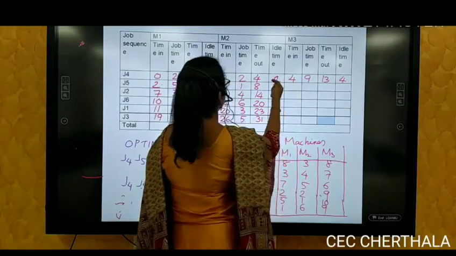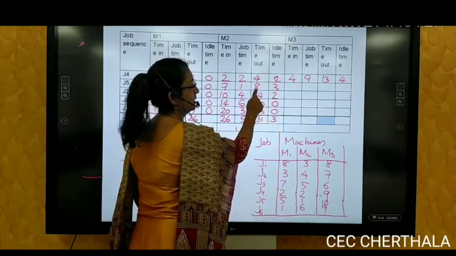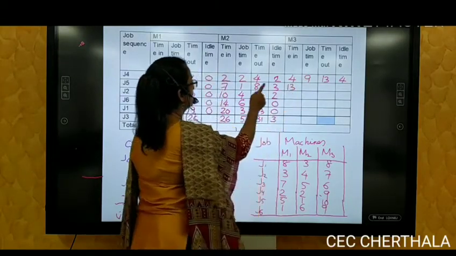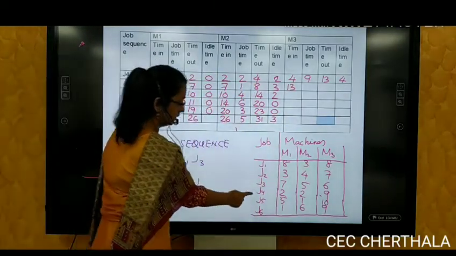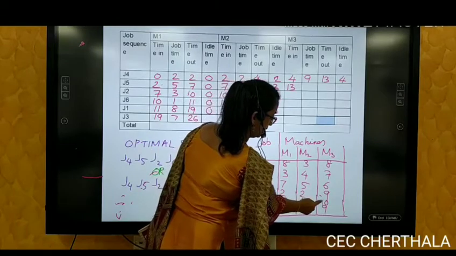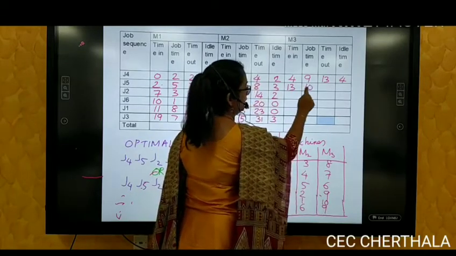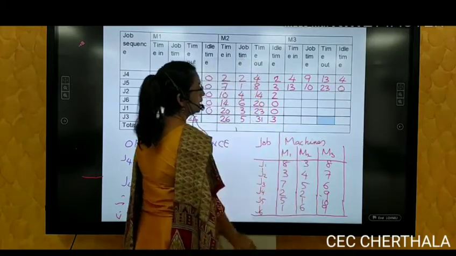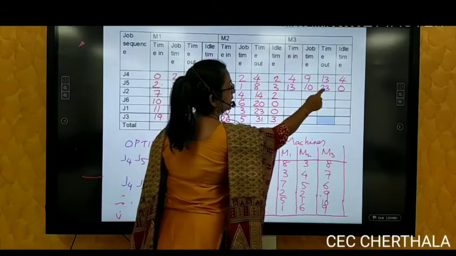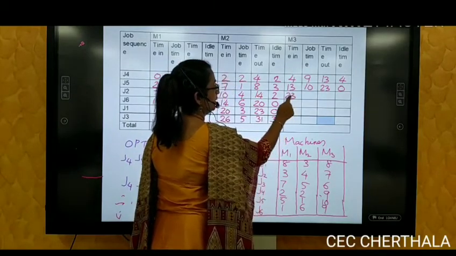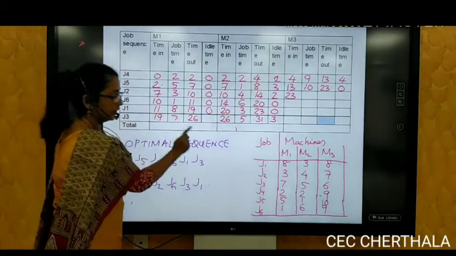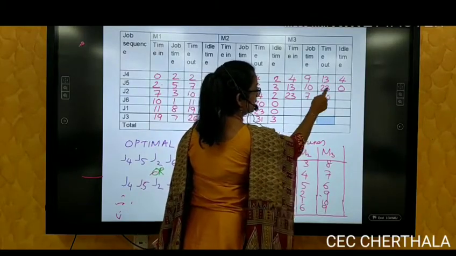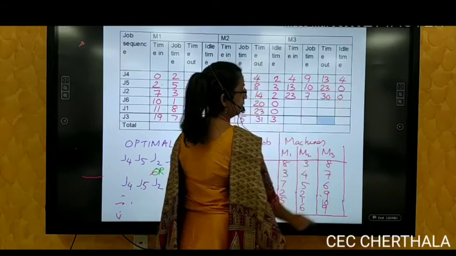Now the second job is completing at 8th day itself. So we can start the job at the machine M3 on 13th day itself. And the second job is J5. The processing time for J5 at machine M3 is 10. So 13 plus 10, 23. So there is no gap. So idle time is 0. Now here it is 14. Therefore in the 23rd day itself, machine M3 can work on the third job J2. J2 takes 7 days. 23 plus 7, 30. There is no gap. Therefore, 0 idle time.